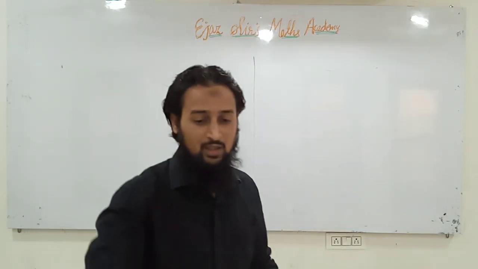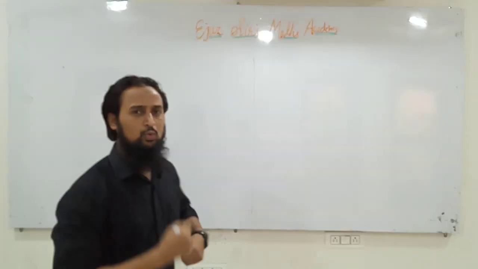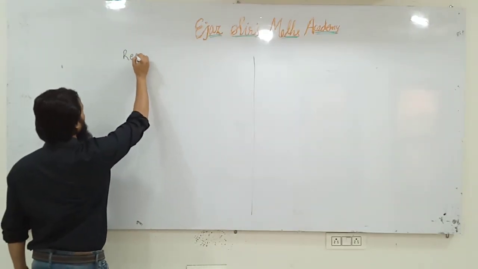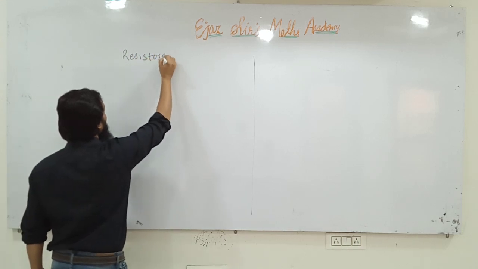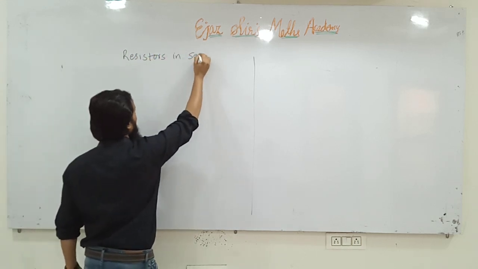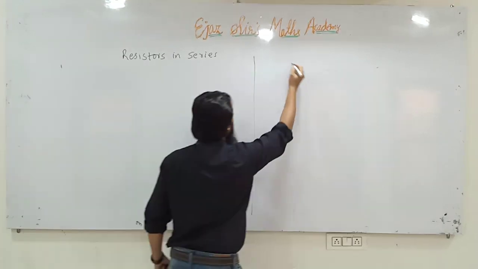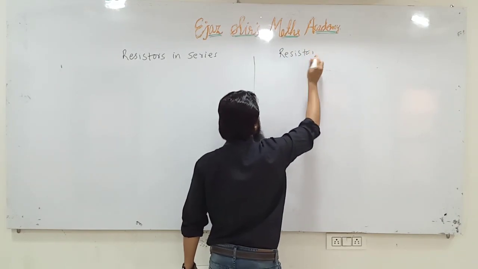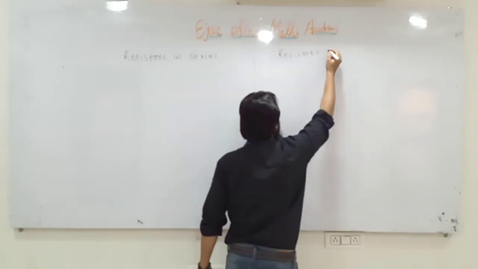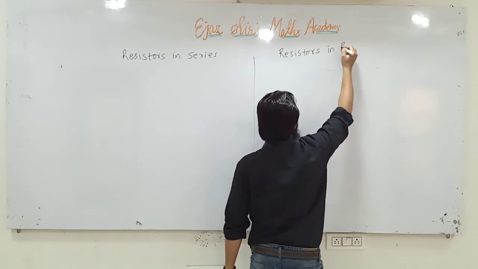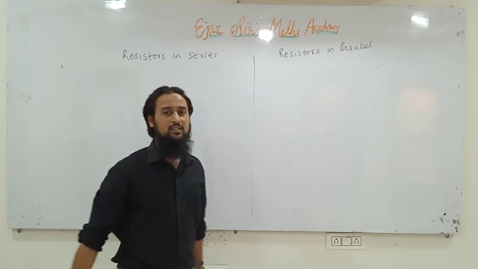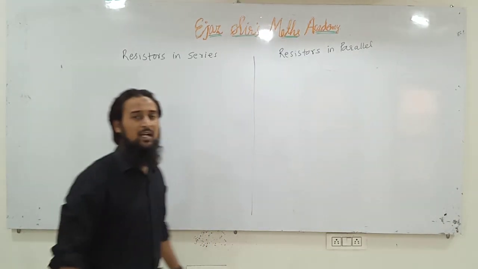So a number of resistors can be connected in two ways. The first way is called resistors connected in series, and the second way of connecting the resistors is resistors connected in parallel. Resistors connected in series and resistors connected in parallel.